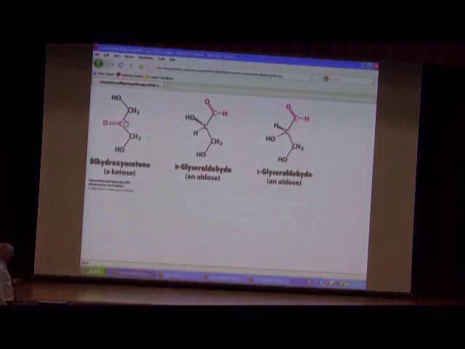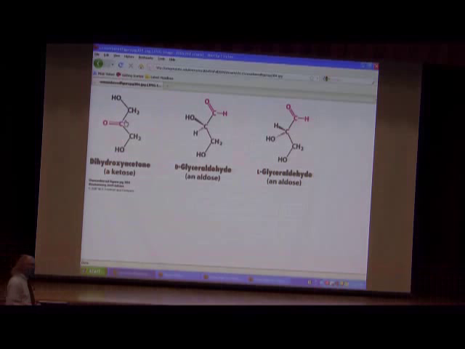In contrast to the aldoses, and by the way, whenever you see the letters OSE on the end, it means a carbohydrate of some sort. So glucose is a carbohydrate. Fructose is a carbohydrate. Sucrose is a carbohydrate. These are all carbohydrates.